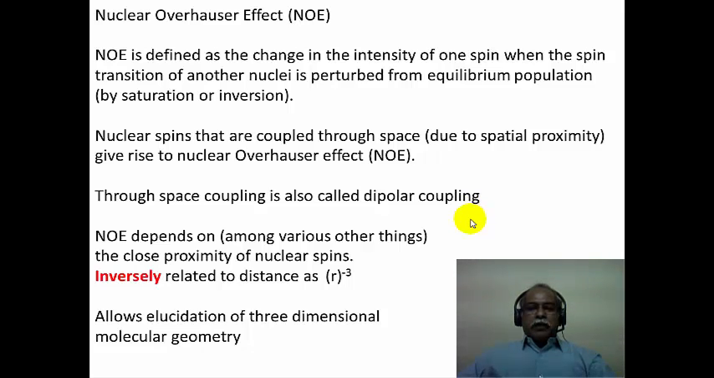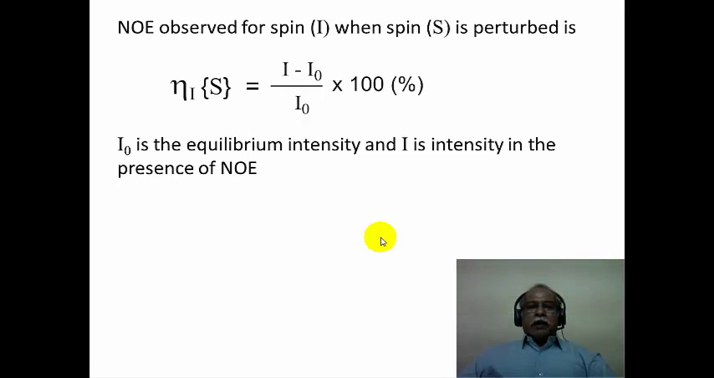The nuclear Overhauser effect, among many other things, depends on the close proximity of the nuclear spins. In other words, the enhancement that one sees is inversely proportional to the distance. If r is the distance between two non-bonded hydrogens, then the NOE is inversely proportional to r to the power 3, or proportional to r to the power minus 3. This kind of a spatial relationship allows one to elucidate three-dimensional molecular geometries and structures, and hence the power of nuclear Overhauser effect.